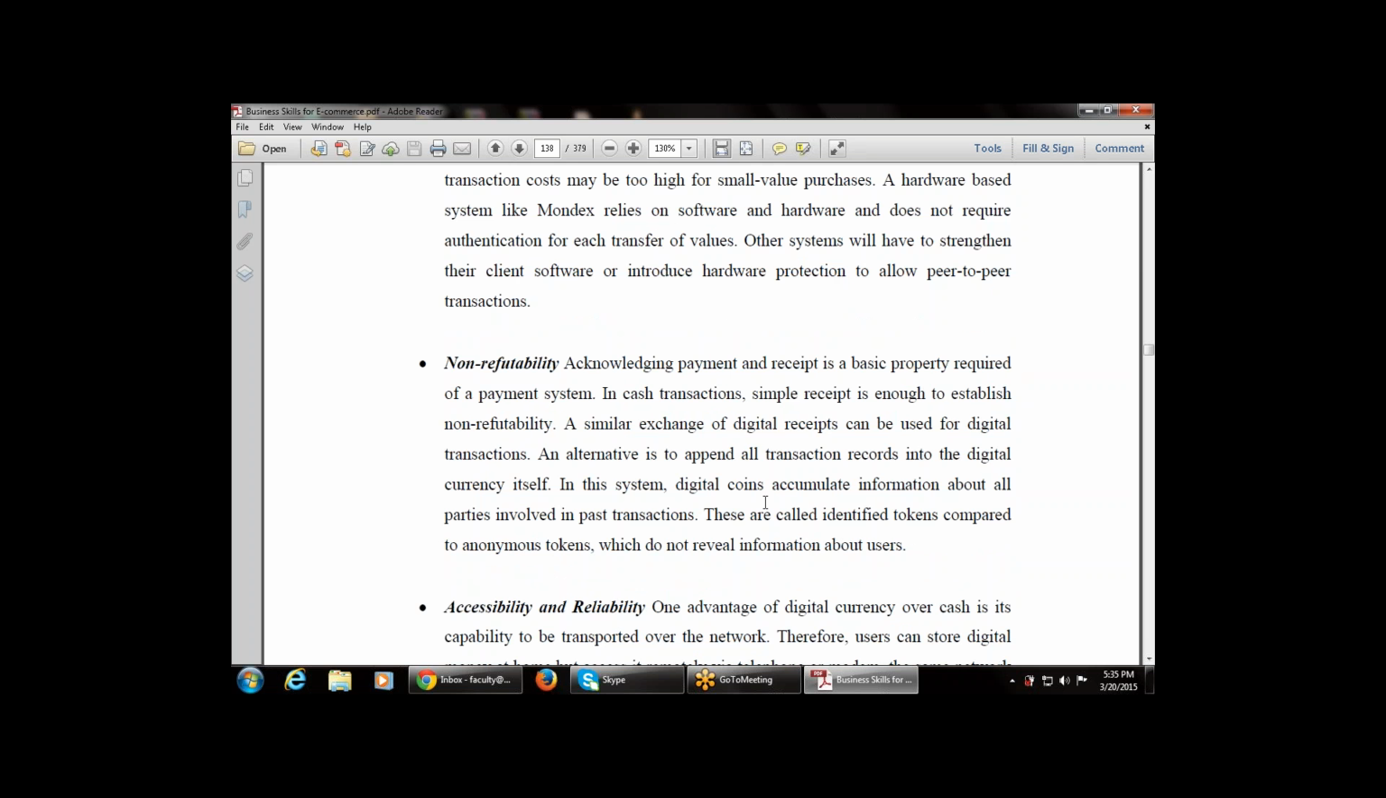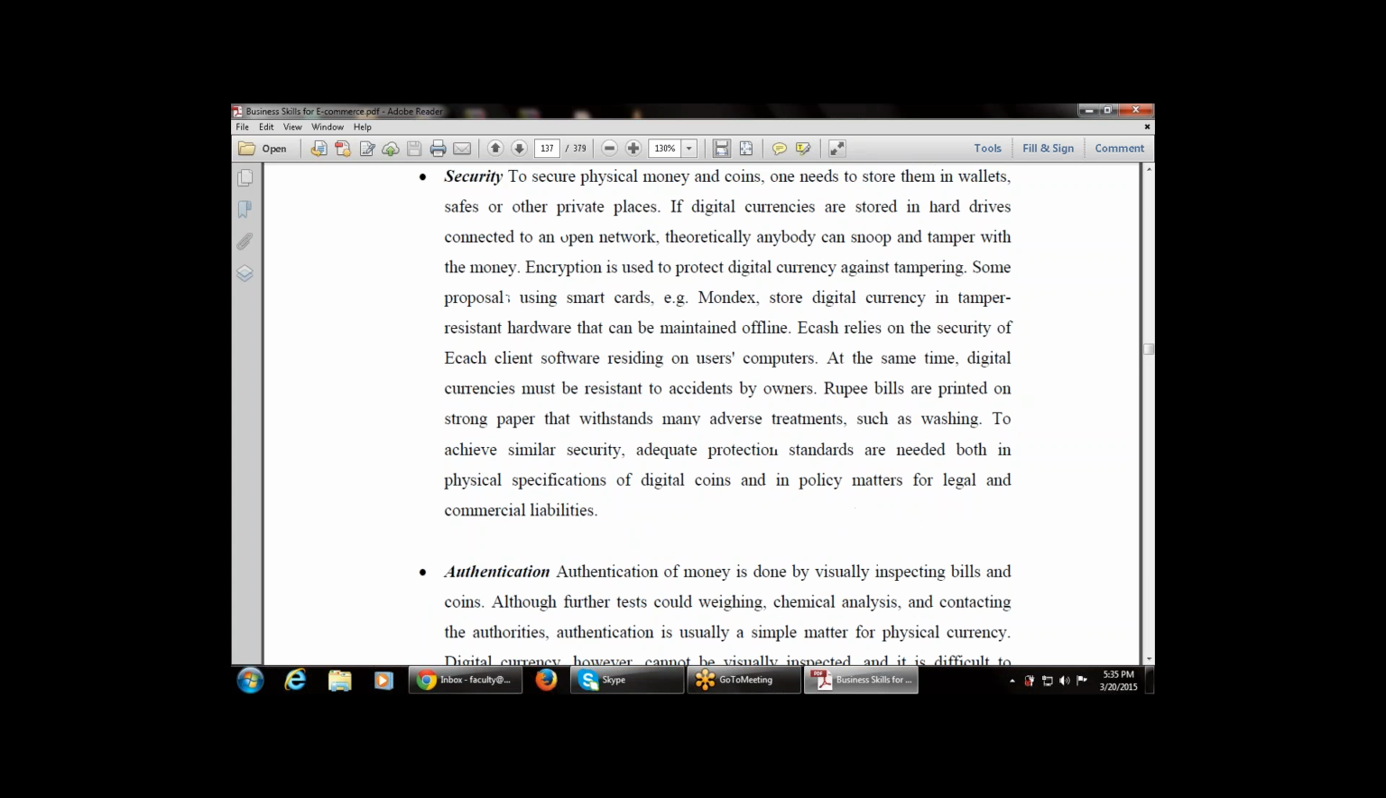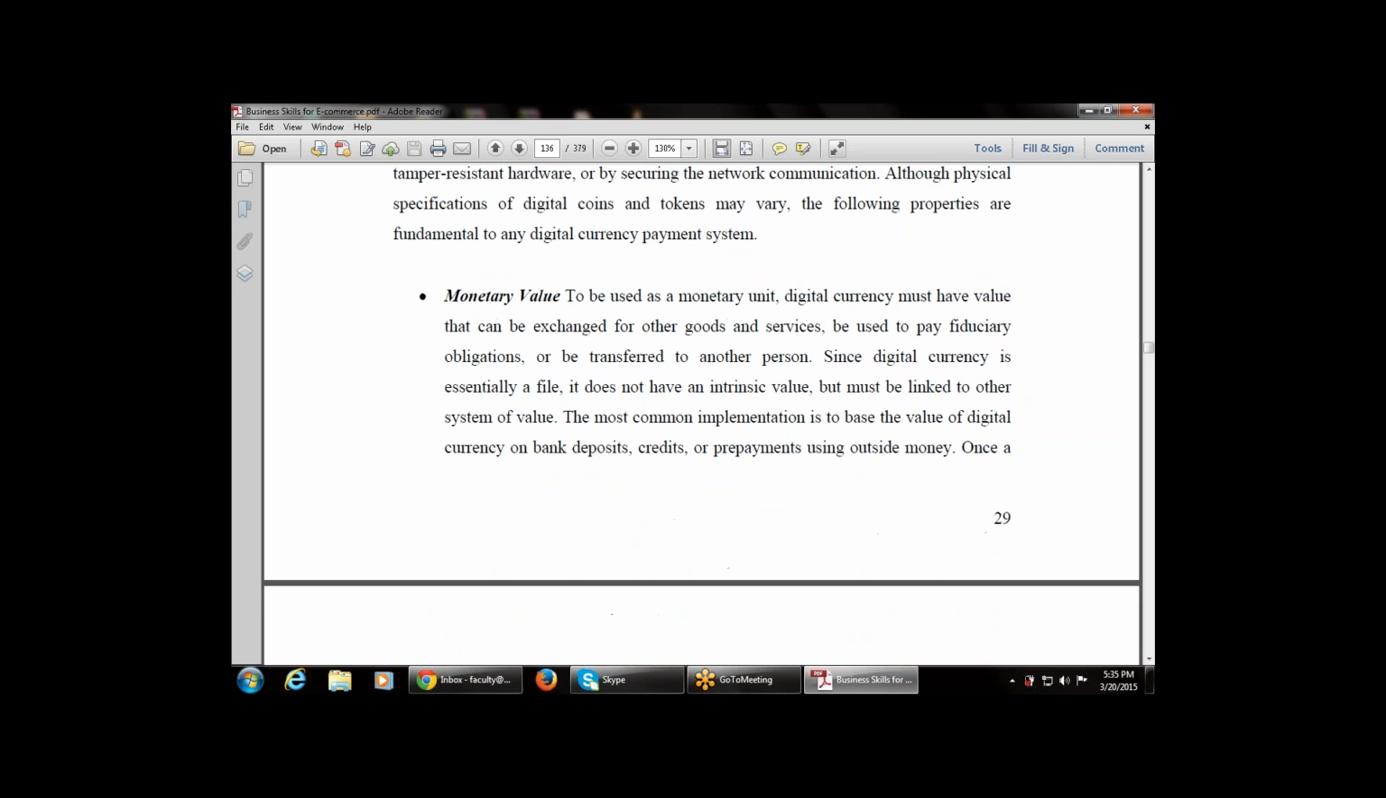So the next property is non-refutability, which I am taking in the next class, that is in Monday's class. I am winding up today's class here. I've covered security, authentication, convenience, and monetary value, four properties of digital currency. In the next class, I am carrying forward to the remaining properties of digital currency.